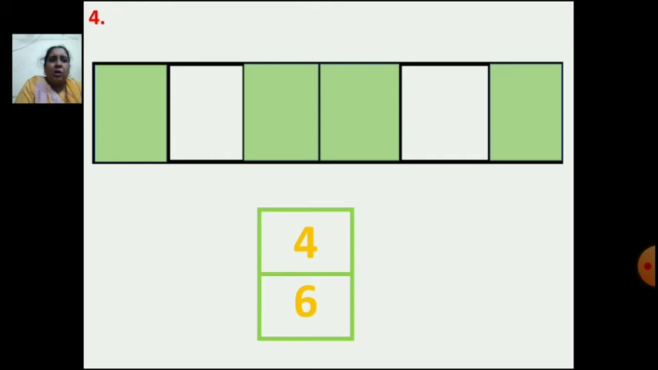What is your answer, children? 4 upon 6. And how you get the answer? You understood? You have to write first shaded part and then down you have to write the total number of parts. Okay?